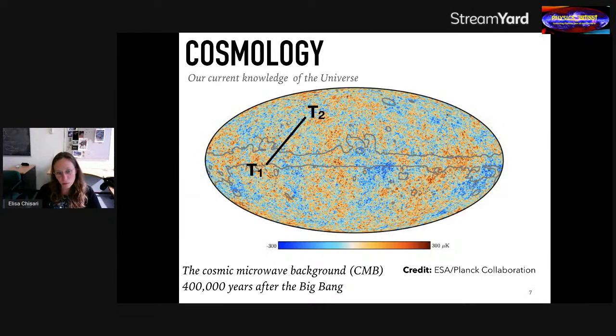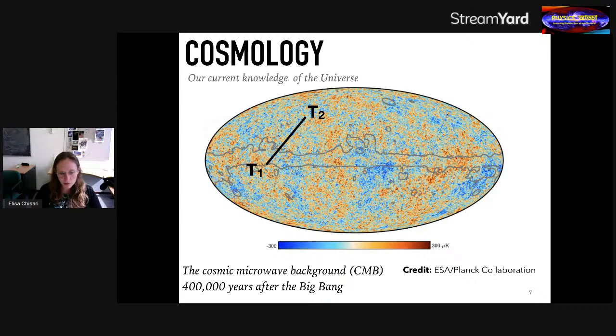As I said, one of the main observables that we have access to today is this light, this old light that is coming from a baby universe, a universe that was 400,000 years old. And this is the furthest back that we can probe in the history of the universe, at least for now.